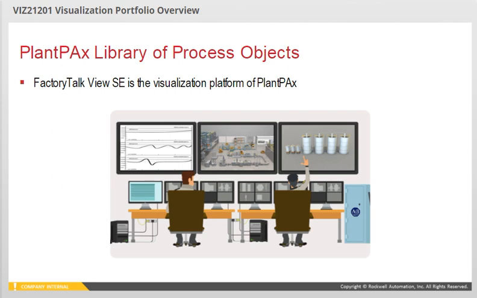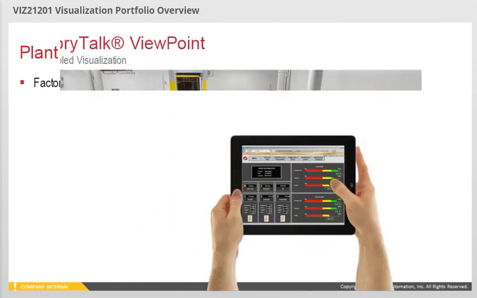The Plant PAX library of process objects is a predefined library of controller code in the form of add-on instructions, display elements known as global objects, and faceplates created by Rockwell Automation for use in Plant PAX systems. Altogether, they allow you to quickly assemble large applications with proven strategies, rich functionality, and known performance.